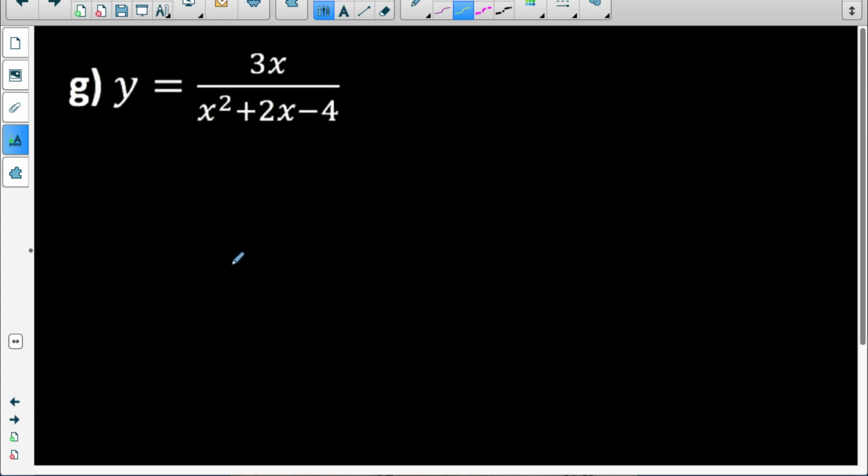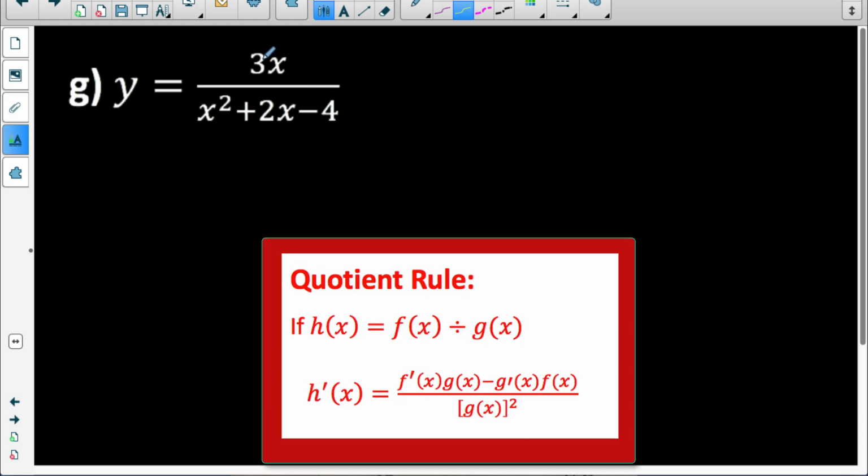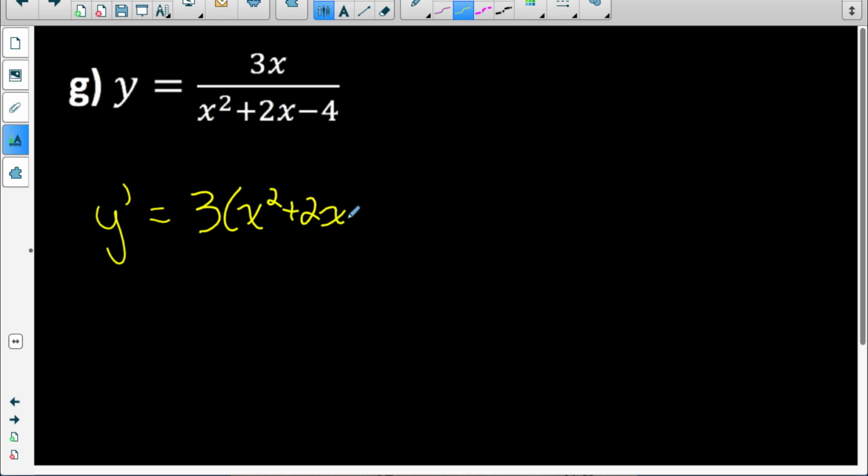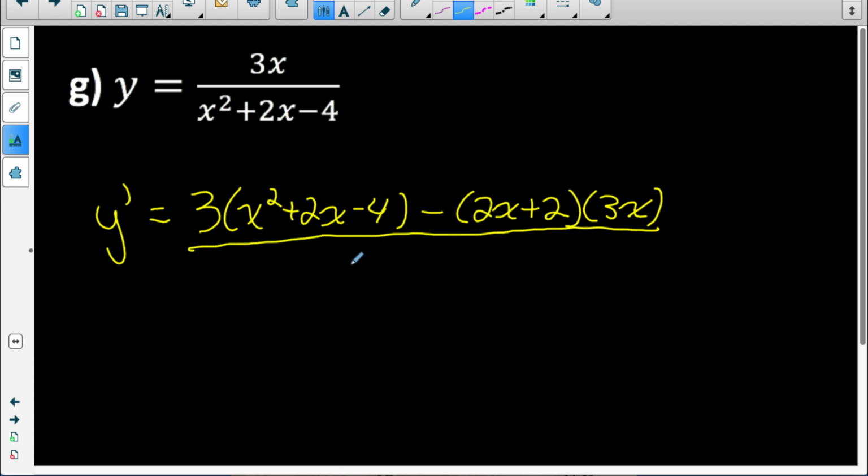Let's try this one here where I need to now use quotient rule. So for quotient rule, when we do the derivative of a quotient of two functions, we do derivative of top times bottom minus derivative of bottom times top all over the bottom squared. So derivative of top is 3 times the bottom function minus the derivative of the bottom function, make sure that goes in brackets, times the top function all over the denominator squared. So all over the bottom function squared.